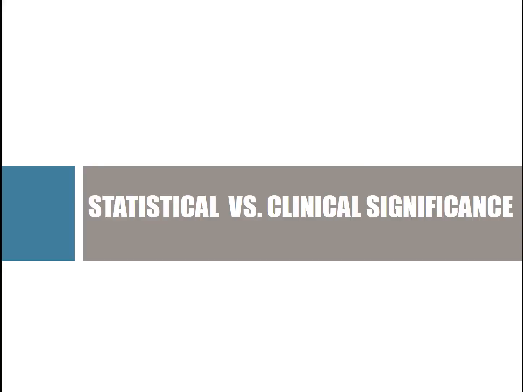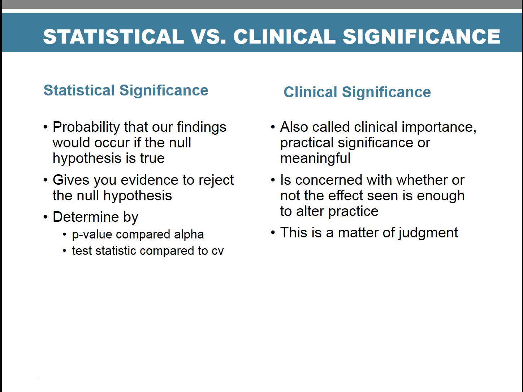So lastly, we need to talk about statistical versus clinical significance. Statistical significance is what we've been talking about. It's the probability that our findings would occur if the null hypothesis was true. This gives us evidence to reject the null hypothesis, and we determine it either by comparing our p-value to alpha or comparing our test statistic to our critical value.